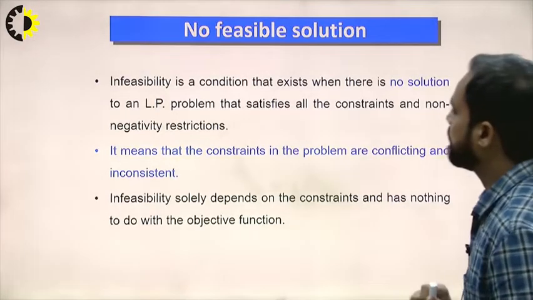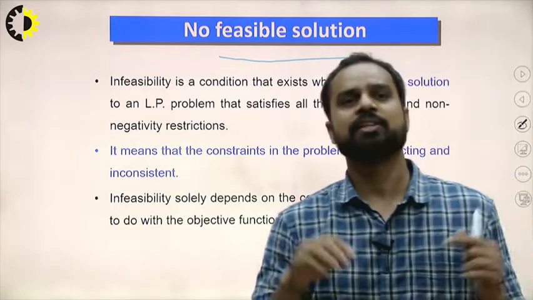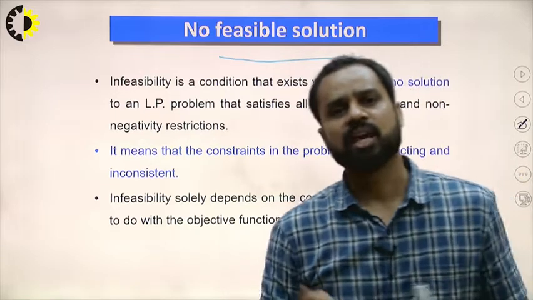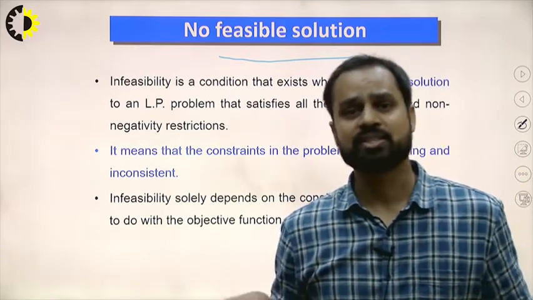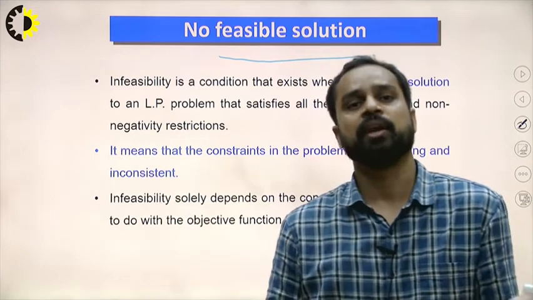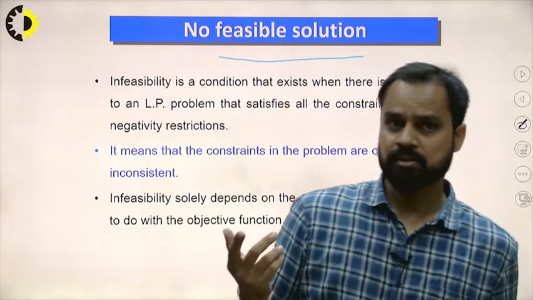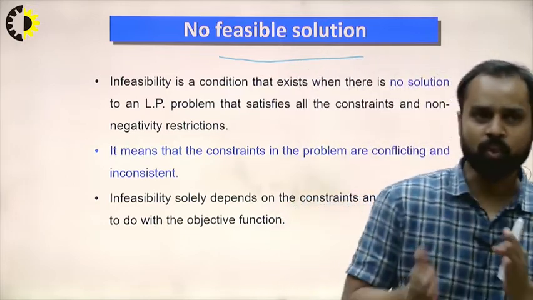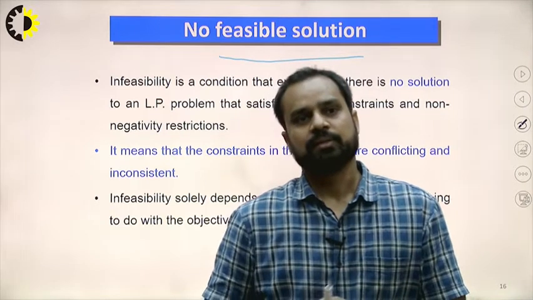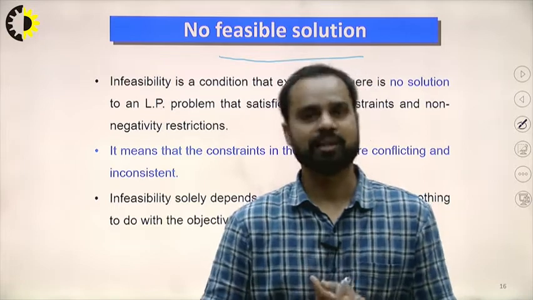Now further, no feasible solution. No feasible solution means the condition when there is no solution of the LPP, means we are unable to find any feasible region. If we are unable to find any feasible region, we are unable to find a value that will satisfy all the constraints. It means that the constraints in the problem are conflicting and inconsistent. There is a possibility that whatever restrictions are imposed are conflicting and inconsistent.